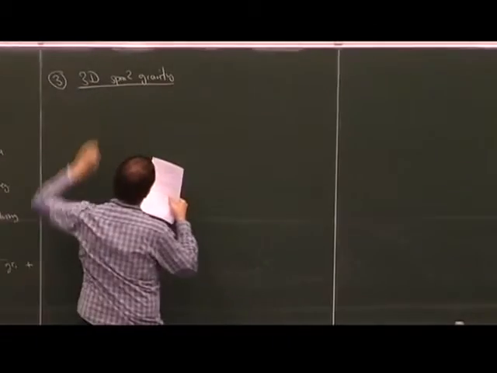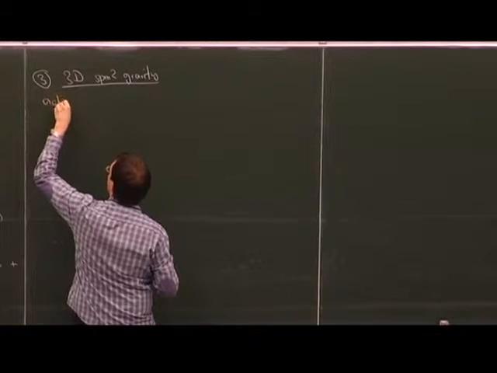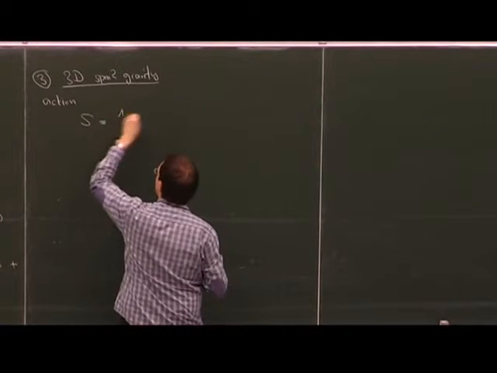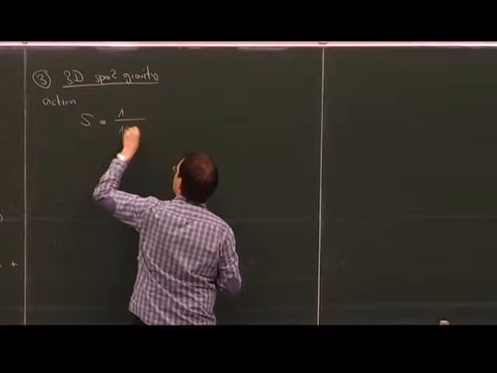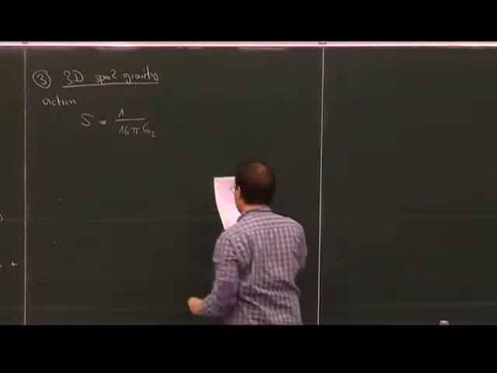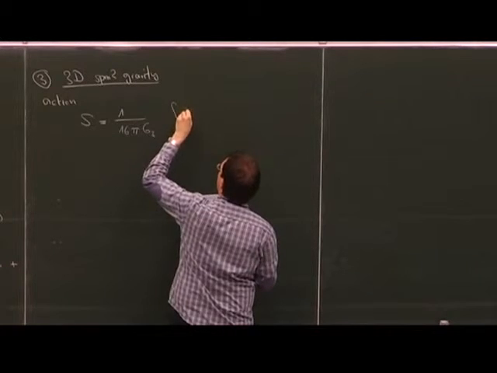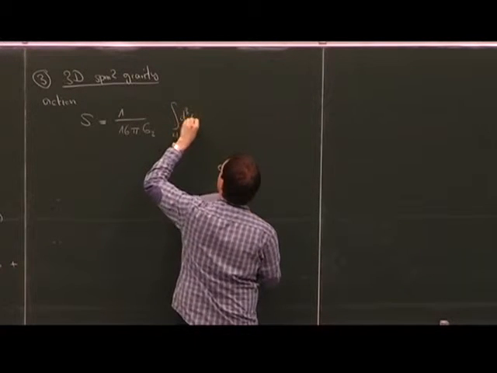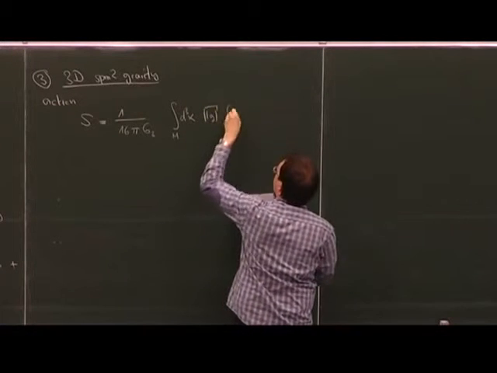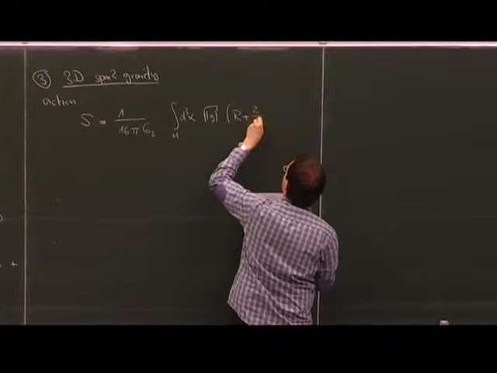So the theory which we are interested in has the following action. It's just an Einstein-Hilbert term. So the prefactor is just 1 divided by 16 pi times the Newton constant, which I call G3. I integrate over a manifold M, a Lorentzian manifold, say, d3x square root of g. And then I've got here the usual Ricci scalar and 2 divided by L squared.